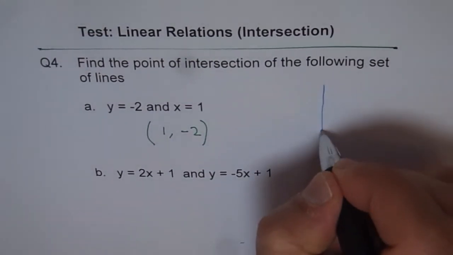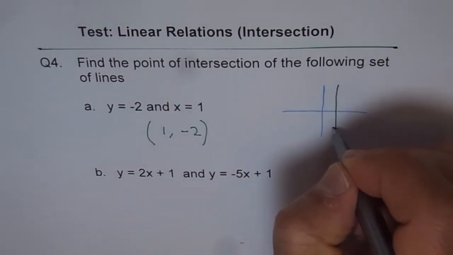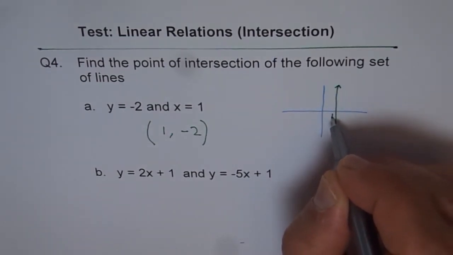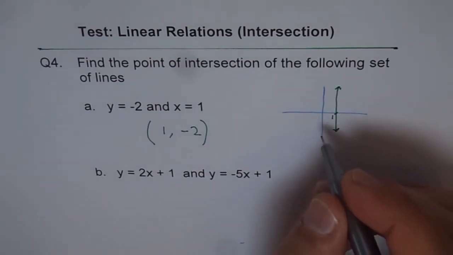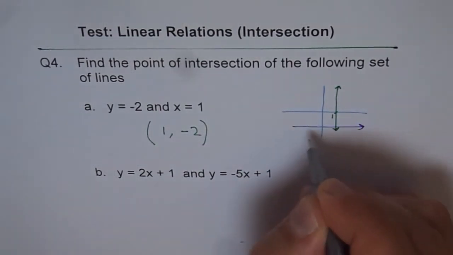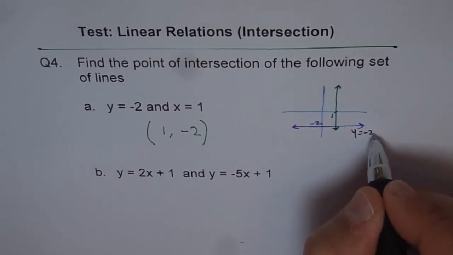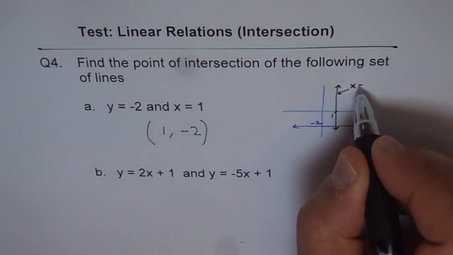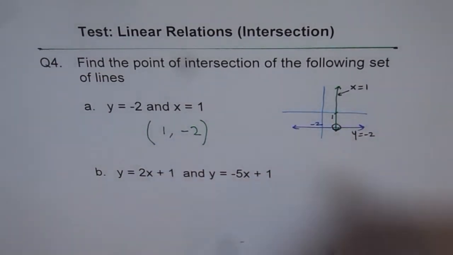I can just graph it and show you on the graph. If you sketch these lines, x equals 1 will be a vertical line which goes through 1, correct? And y equals -2 will be a horizontal line like this, which will go through -2, correct? So we have these two lines, y equals -2 and x equals 1, and their point of intersection will always be (1, -2), correct? So that's how it is.